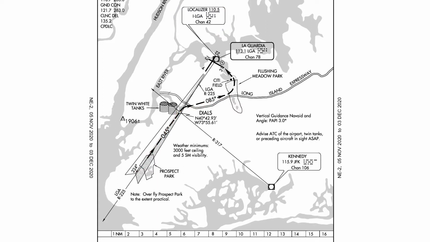Holy yikes. None of that is in the profile view. So if you think you can just pull up this approach plate and just fly what's on the profile view, that's not going to happen. There's no depiction of hard altitudes. There's no depiction of using the localizer in case the VOR is out of service. And there's no depiction of where they want you to descend for this approach.